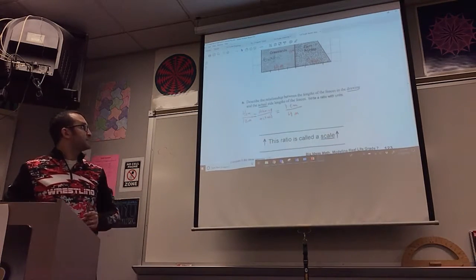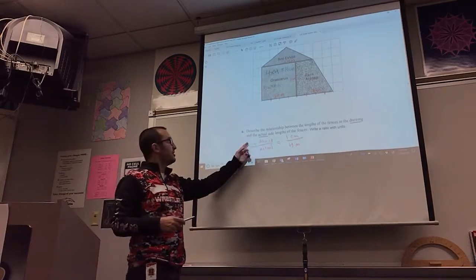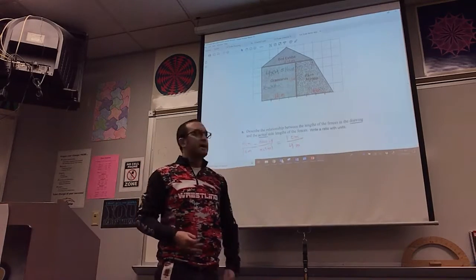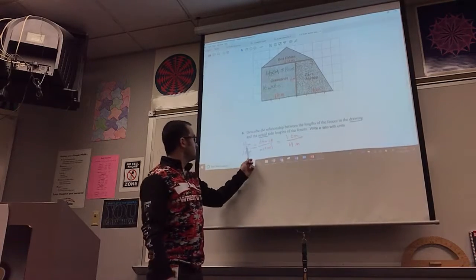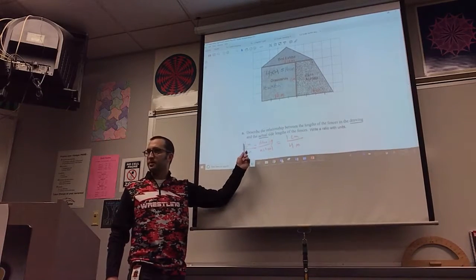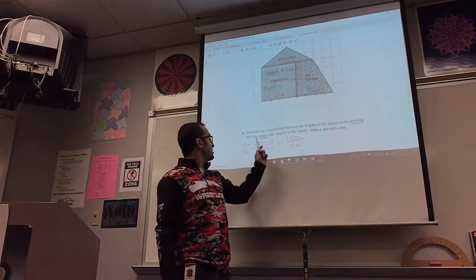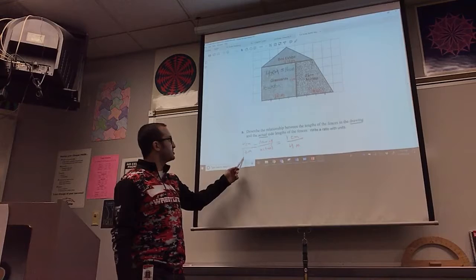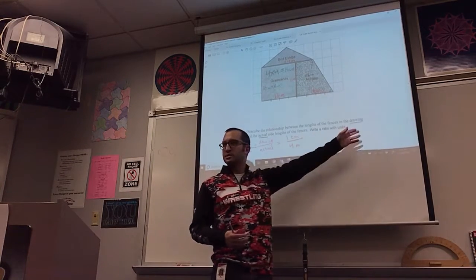So then when we got to this problem, it says, describe the relationship between the lengths of the fences in the drawing and the actual side lengths of the fences. And so like this fence was 4 centimeters in the drawing, right? But it was 16 meters for the actual side length. So it would be 4 centimeters to 16. And why did I write it like this? Because I told you to write a ratio with units, right?